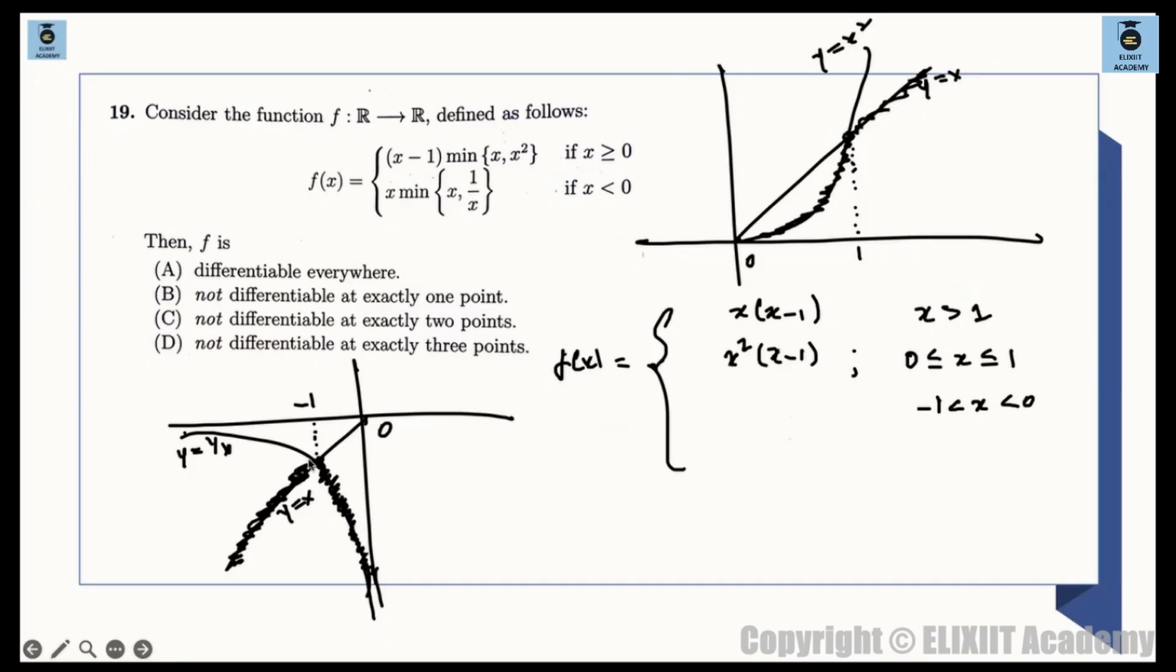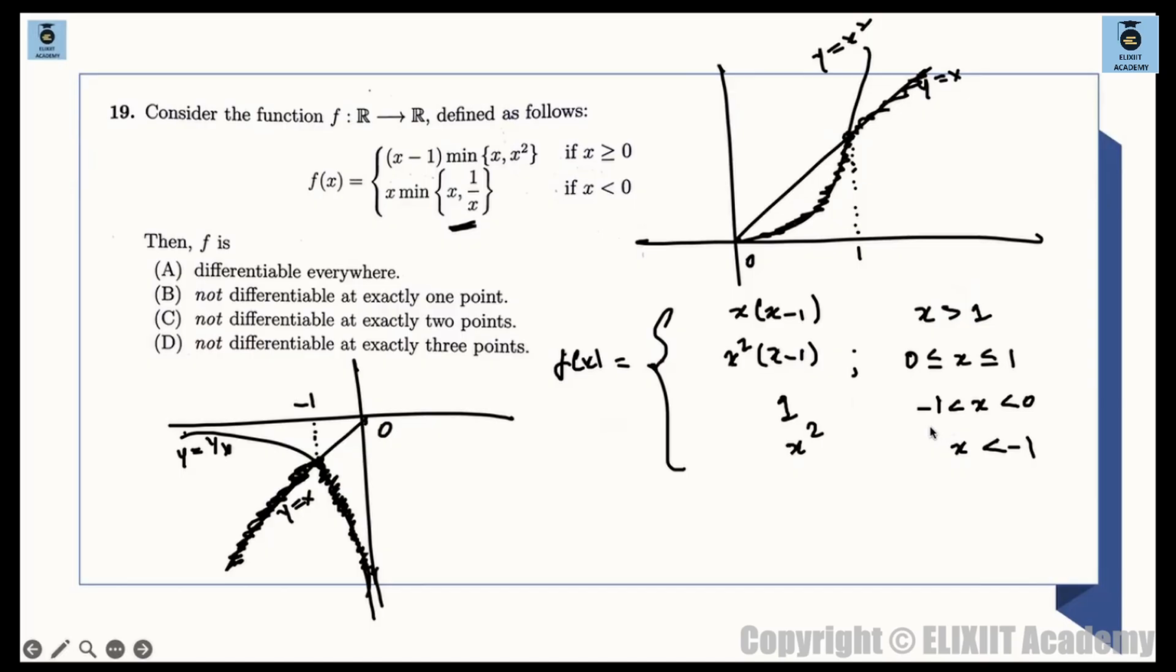So which part is this thing? The 1/x graph is minimum. So x into 1/x means 1, this will become 1. And when x is less than -1, this part is minimum, meaning y is equal to x is minimum. So the minimum of this will be x. So x into x will become x square. So this is our function.